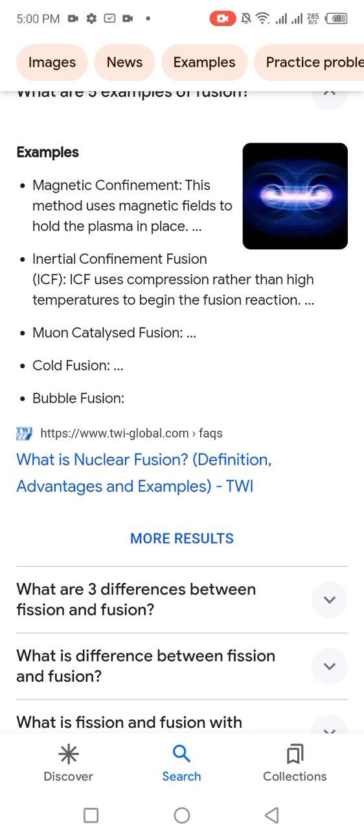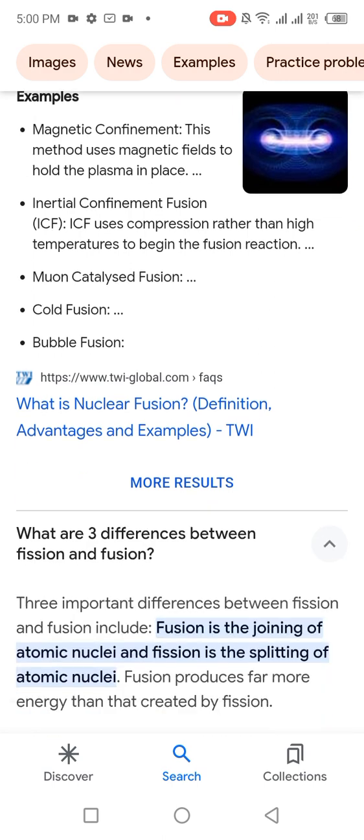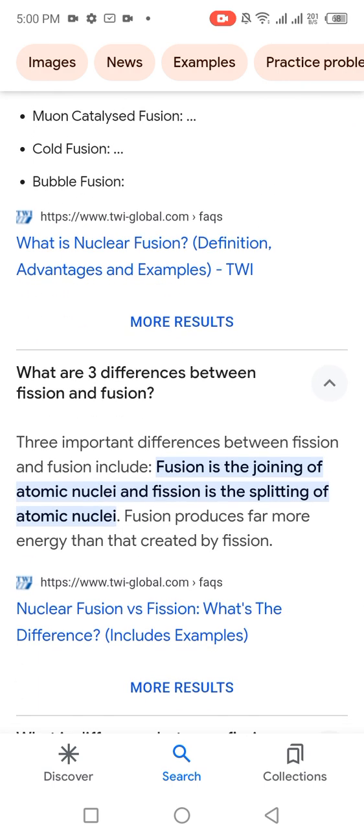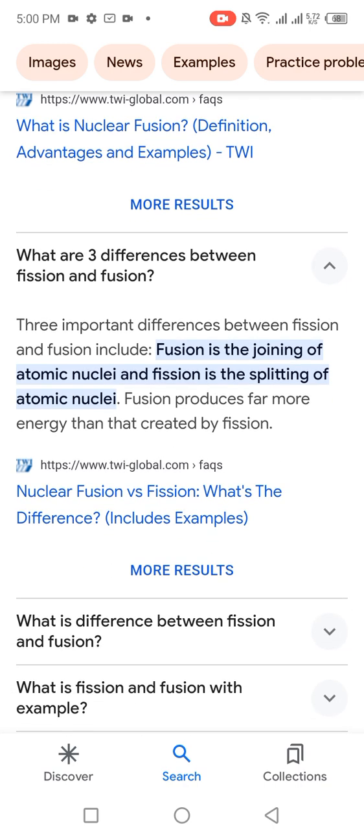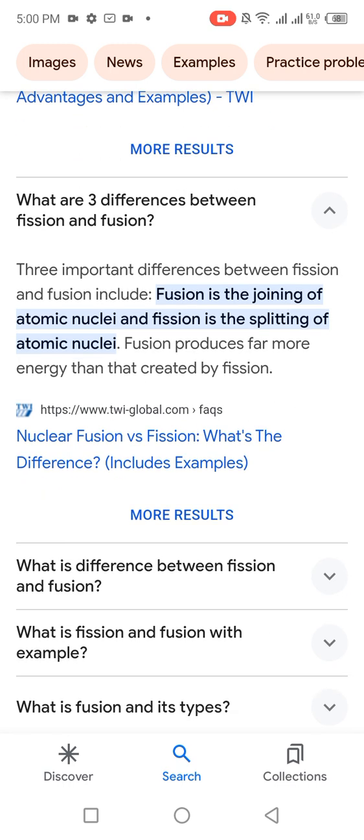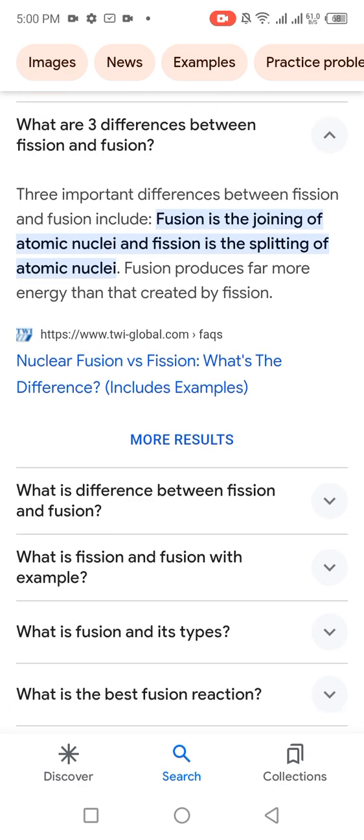What are three differences between fission and fusion? Three important differences between fission and fusion: nuclear fusion is the joining of atomic nuclei and fission is the splitting of atomic nuclei. Fusion produces far more energy than that created by fission.